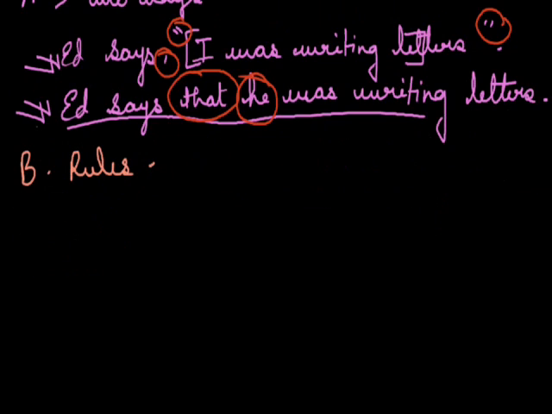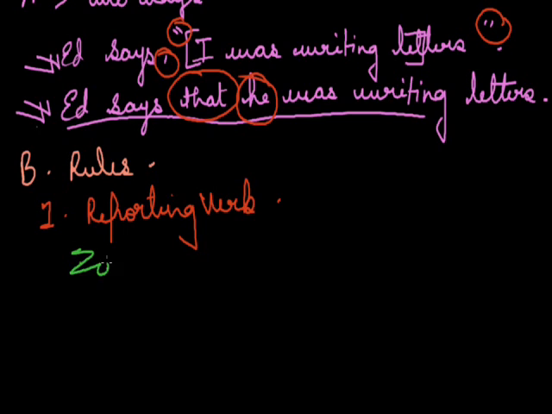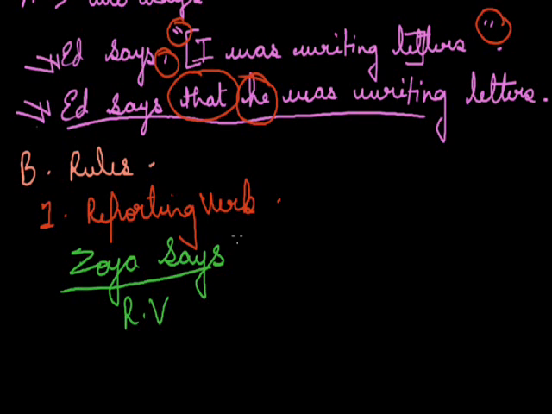If the reporting verb is in present tense, then the tense in the reported speech remains unchanged. For example, Zoya says. Now Zoya says is the reporting verb, and the direct speech is enclosed in inverted commas. For example, "Mother is not at home."